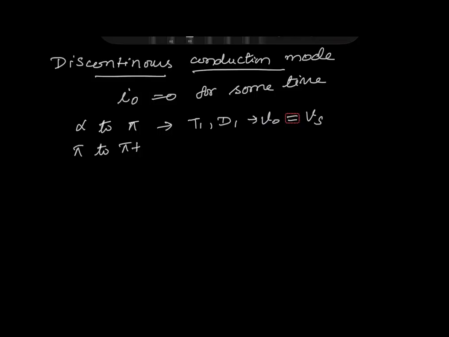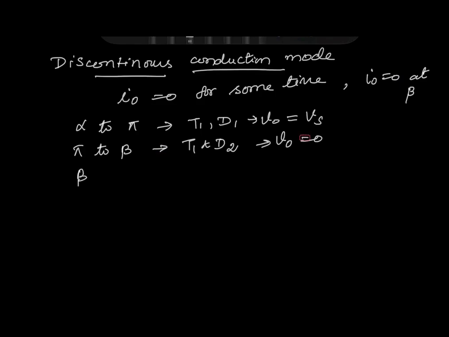Then from pi to pi plus alpha, since we have discontinuous conduction mode, the current will reach 0. I0 will reach 0 at an angle called beta, where beta is the extinction angle. So from pi to beta, we will have the freewheeling action taking place, and the current will be flowing through the freewheeling path formed by T1 and T2. Hence, during that time, V0 will be 0.